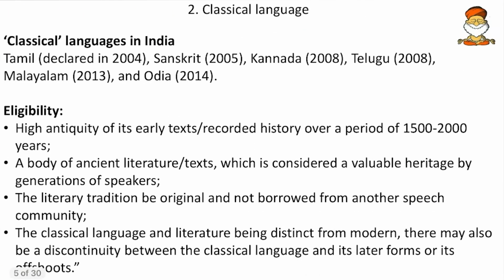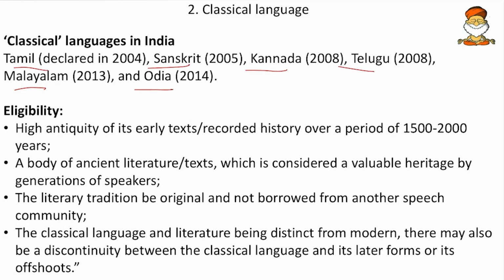Then come to the next, the classical languages. We know that we have six classical languages right now. One is Tamil, then Sanskrit, then Kannada, then Telugu, then Malayalam and Odia. And what is the eligibility for a language to become a classical language? Friends, we know that recently Marathi and others are competing to become a classical language. In that context, it becomes important.